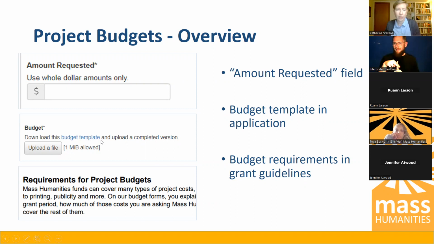So that template is also in the application. You click this blue area here, it will download an Excel sheet to the computer you are working on. The requirements for project budgets are in our grant guidelines. We're going to be going over a number of them today, but really your best resource, the place to go back to, is always those grant guidelines and the requirements there, and also the list of costs that we do not fund.